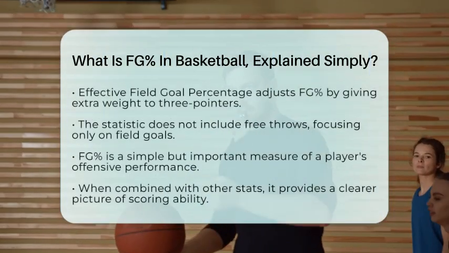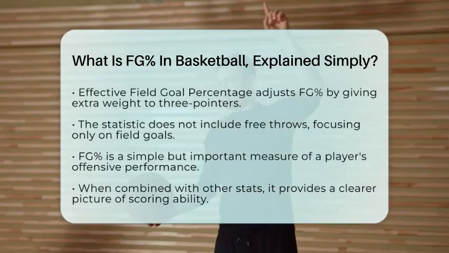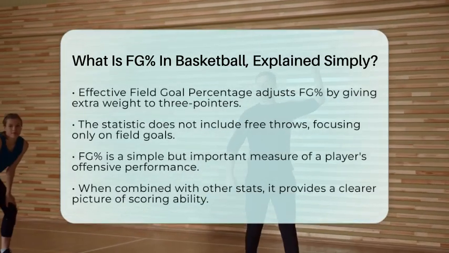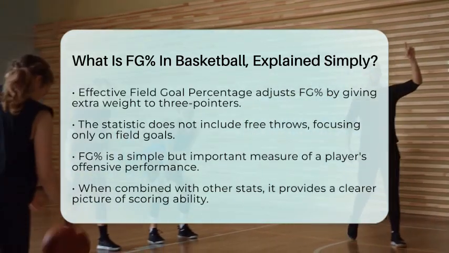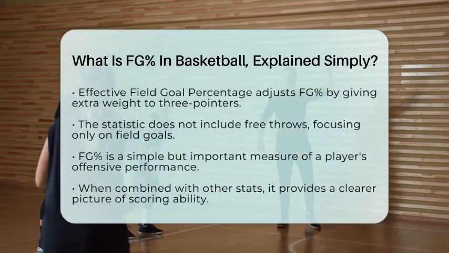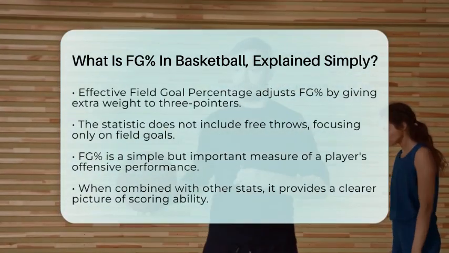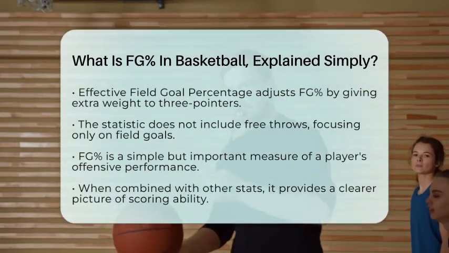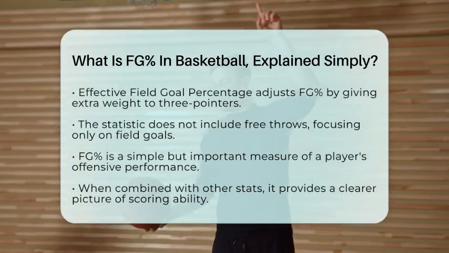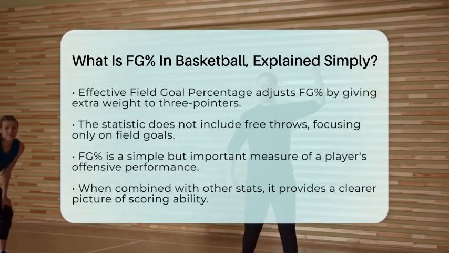In summary, FG% is calculated by dividing the number of field goals made by the number of attempts and then converting that to a percentage. It's a simple but powerful way to measure how well a player scores during live gameplay, excluding free throws. This statistic is a core part of understanding a player's scoring ability and overall offensive performance. When combined with other stats, it helps paint a clear picture of how effective a player is at putting the ball in the basket.